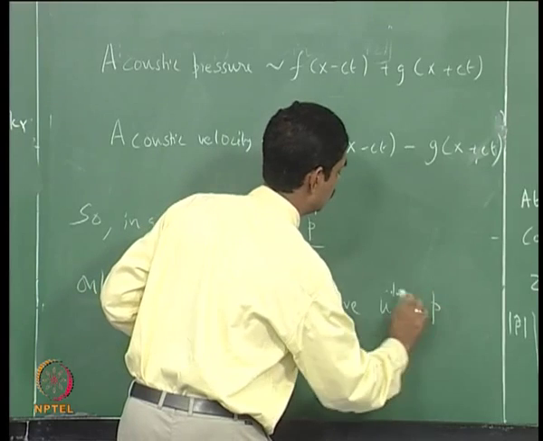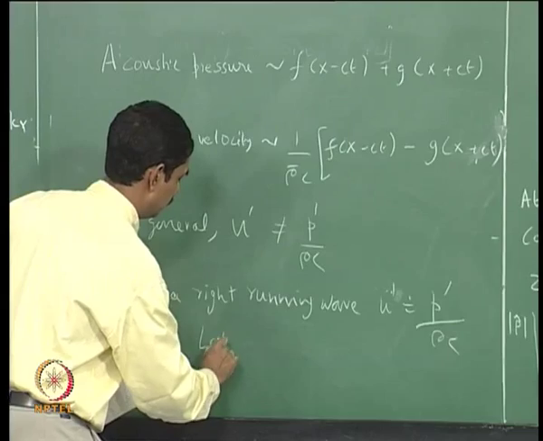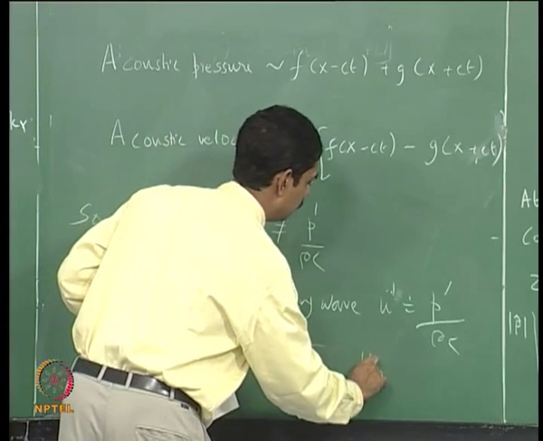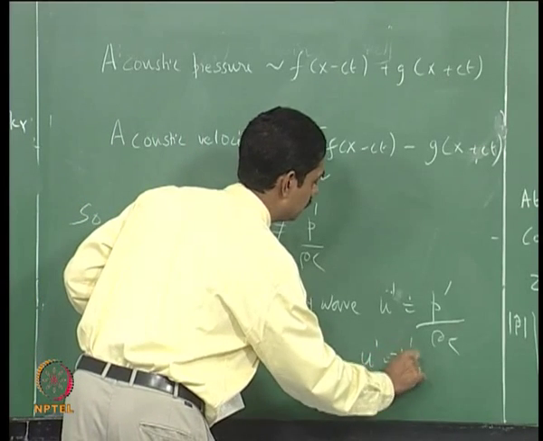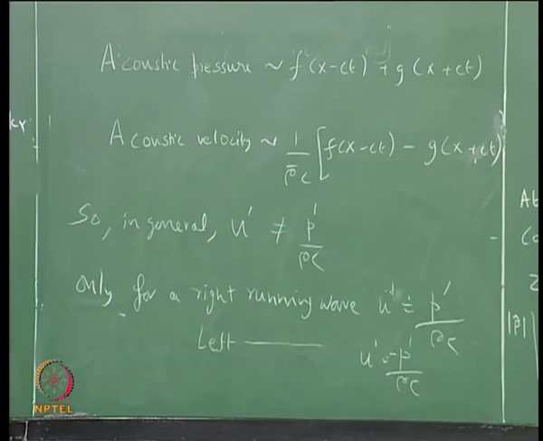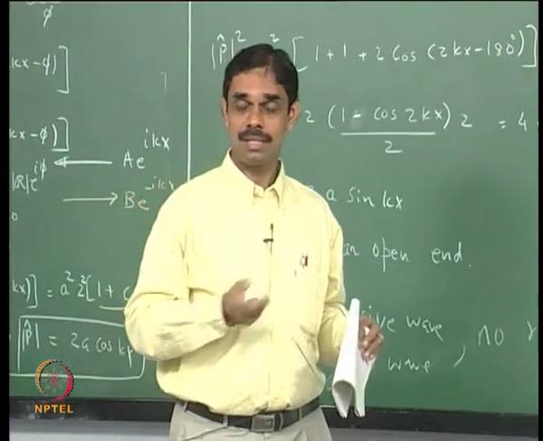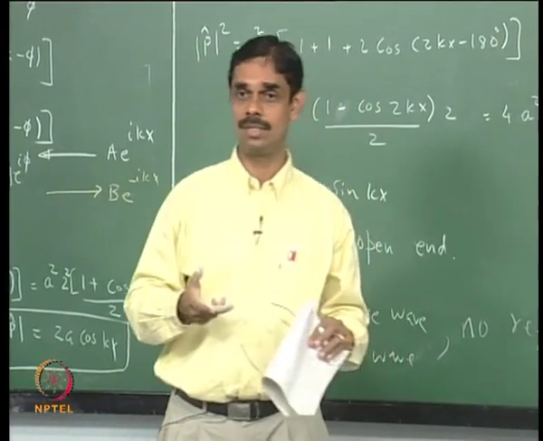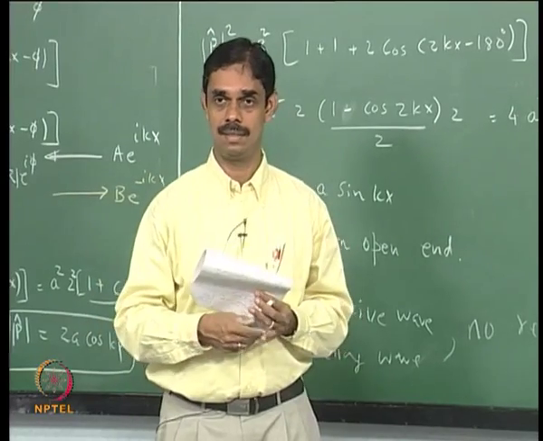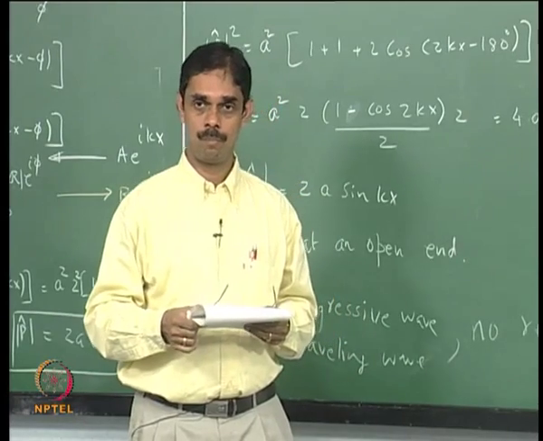u prime equals p prime over rho c, and for a left running wave, u prime equals minus p prime over rho c. This is because, if you think of a compression wave going to the right, the gas will move to the right; the same compression wave of the same amplitude going to the left, the gas will move to the left. So that is why velocity has a direction associated with it and the sign changes, whereas pressure does not have any direction. Is that clear?